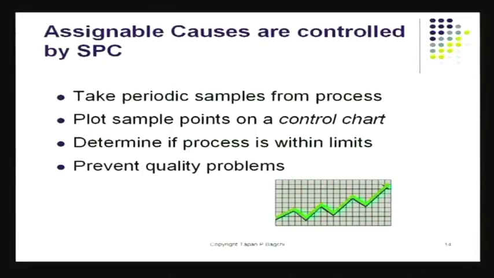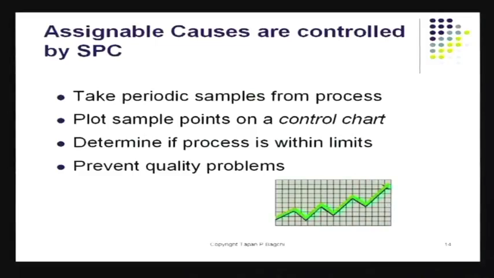How do we actually use control charts? We take periodic samples. We plot the sample points on the control chart. We determine if the plotted points are within what we call control limits. These are different from specification limits.